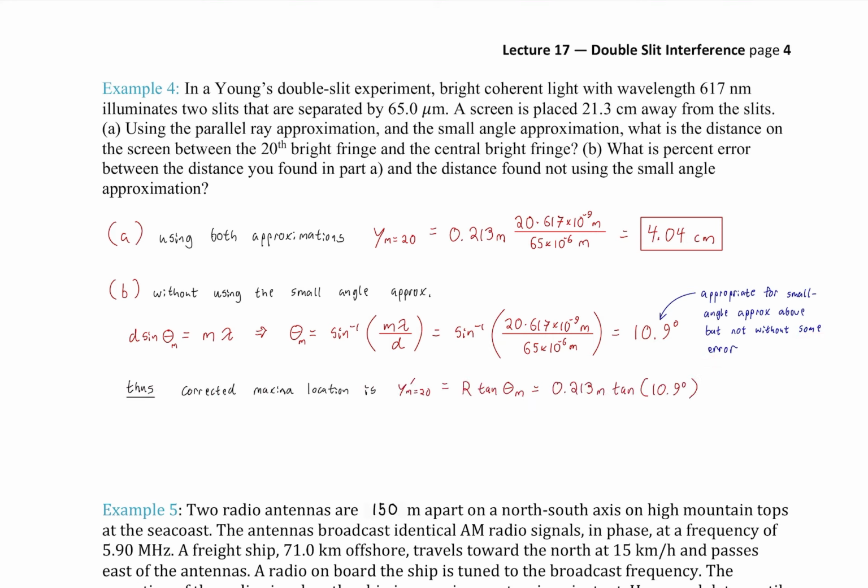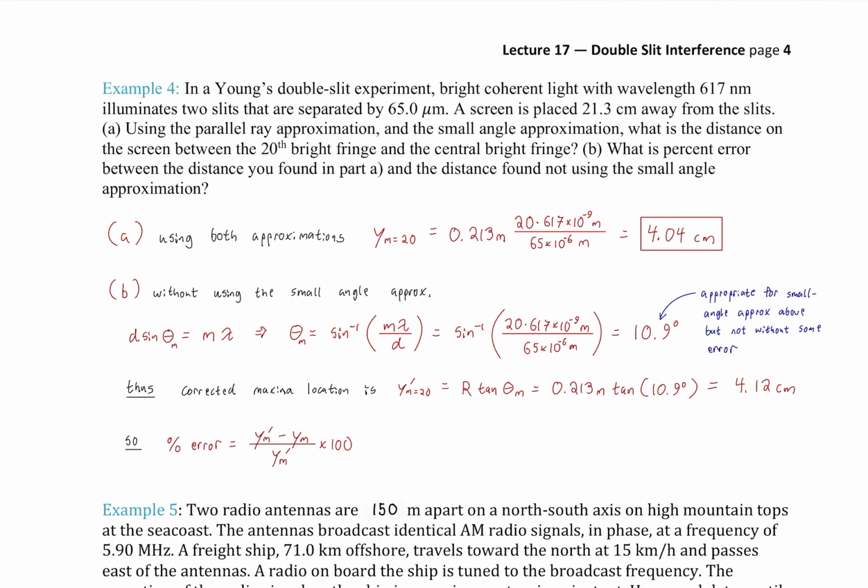The corrected maximum would be found using this angle, plugging it in with our known distance to the screen, and we find that the distance is 4.12 centimeters. So this is where the bright fringe is actually located, and this is where we thought it was located with the small angle approximation. They don't exactly match up.